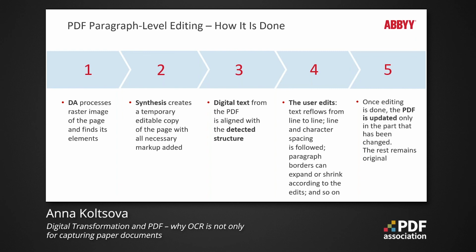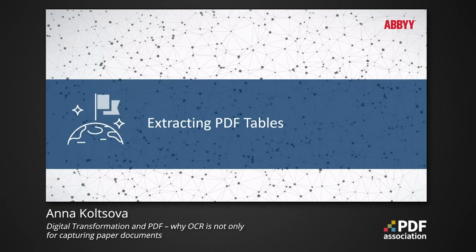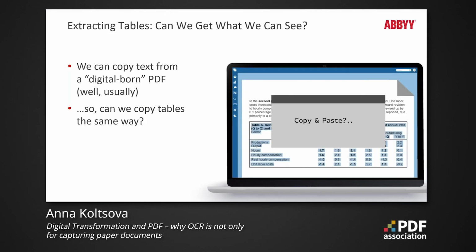OCR also helps to effectively reuse tables by extracting them directly from PDFs. Let's take a closer look. Tables look really good in digital PDFs. We can easily select text in any cell and copy it elsewhere. It's really tempting to be able to just get what we can see quickly and easily and copy the whole table just by selecting it. But can we?